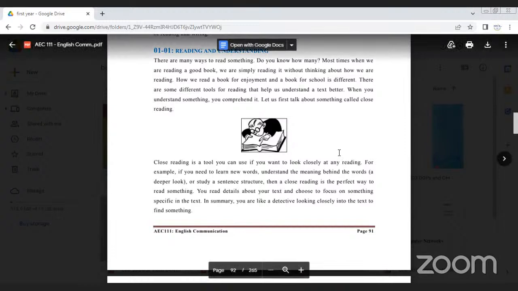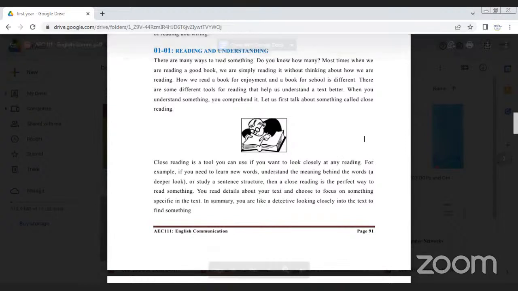Okay, there are some different tools for reading that help us understand a text better. When you understand something, you comprehend it. Let us first talk about something called close reading. The first type of reading is close reading.